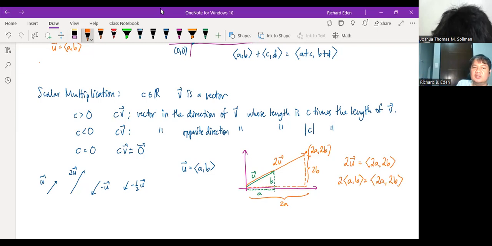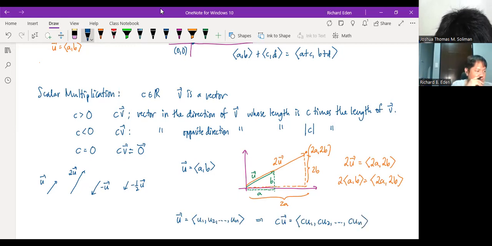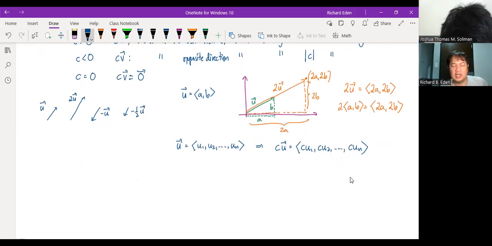And so what this is telling us is that in general, if a vector u has components u1, u2, all the way to un, then the vector cu is the vector whose components are cu1, cu2, onwards to cun. So scalar multiplication is something that we do by component. Okay, now what about subtraction?